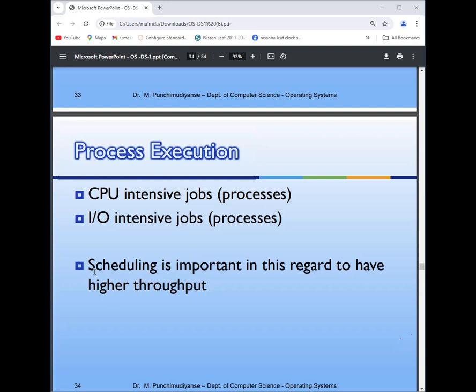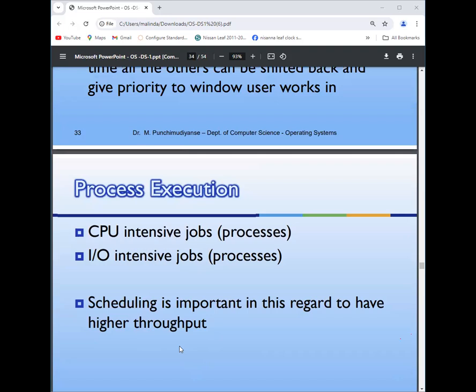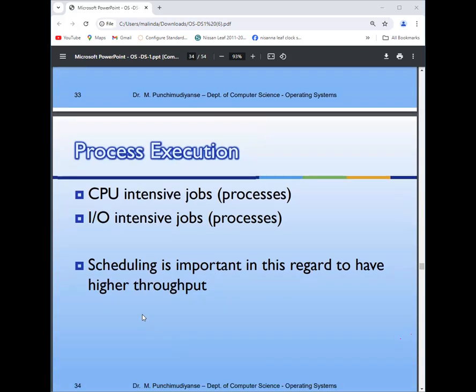Scheduling is so important because if you properly schedule these jobs onto the CPU, you can achieve the maximum output within the given time. We call it throughput. Throughput means the number of jobs completing in a given time period. If the number of jobs completing in the given time period is high, that means you have a higher throughput.